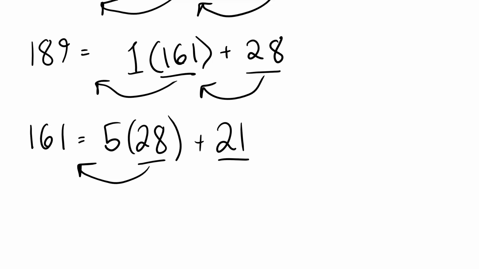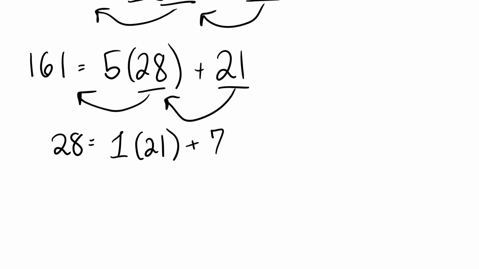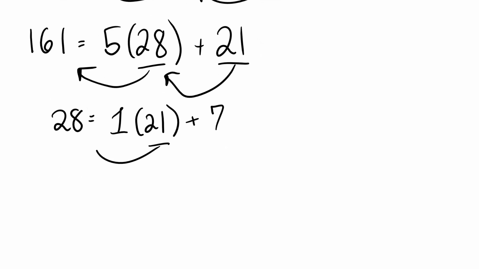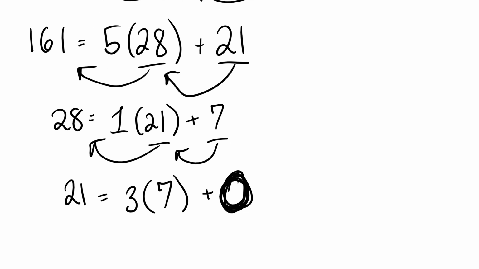Still don't have that nice 0. So we have 28 equals, once again, it's just going to be 1 times 21. Those are the easiest ones. Those are nice. Plus 7. Ooh, awesome. Okay. All right. Now we're cooking. Now we're boiling. So it's going to be 3 times 7 plus 0.